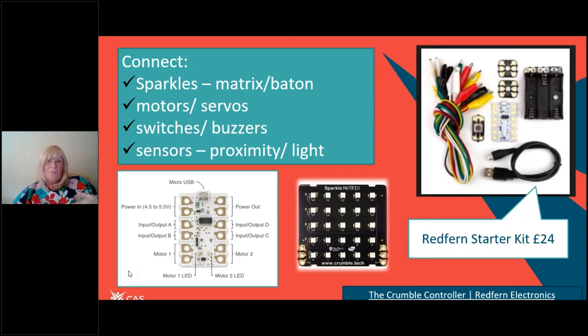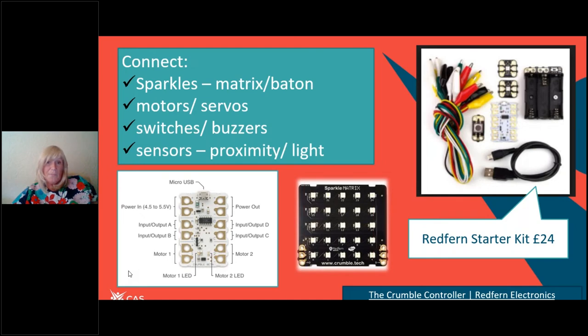And on the right-hand side, that is the starter kit, and that is where I started. I bought those starter kits for my school, and you basically get 12 crocodile clips, a switch, two sparkles, the Crumble, a battery pack and a USB connector. So really, for £24, which I think in today's money is pretty cheap, you can have a start and get something going really easily.